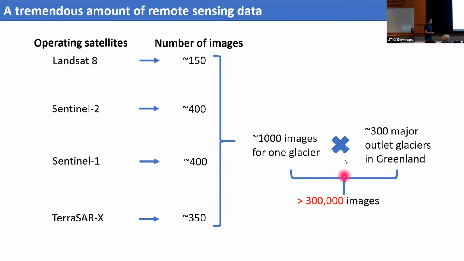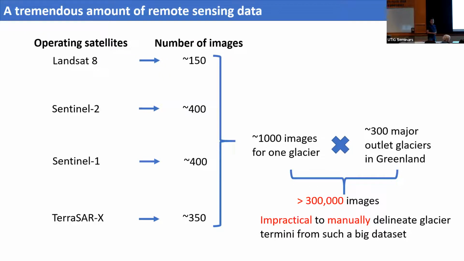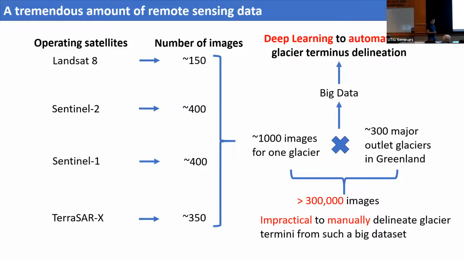And considering that in the Greenland ice sheet we have around 300 glaciers, combined we will have more than 300,000 images. And it is basically impractical to manually delineate glacier termini from such a big dataset, which is what we did traditionally. So we need to find a way to automate the glacier termini extraction. And deep learning provides this opportunity.